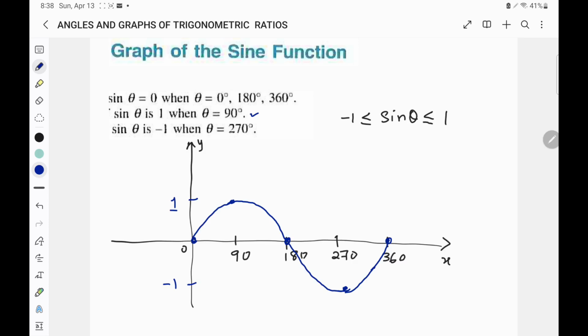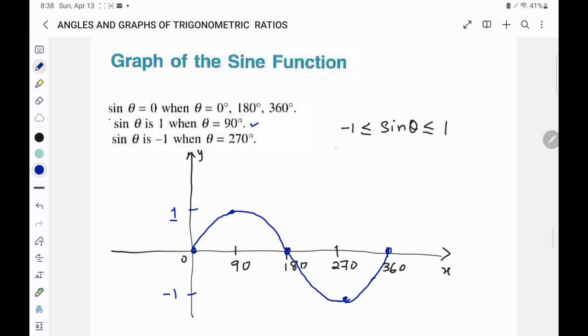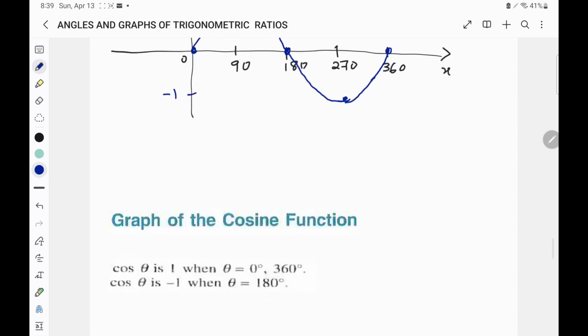Y is equal to sine x, and its values lie between -1 to 1. Remember, you just put at 0 is 0, 180 is 0, and 360 is 0, and at 90 is 1, and 270 is -1. Okay, now moving to the graph of cosine.